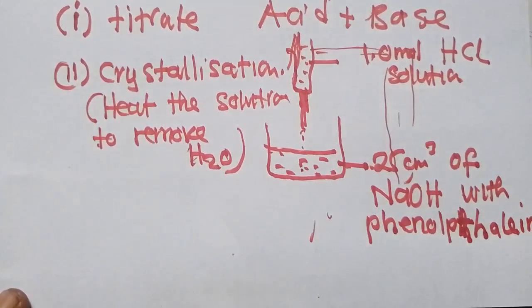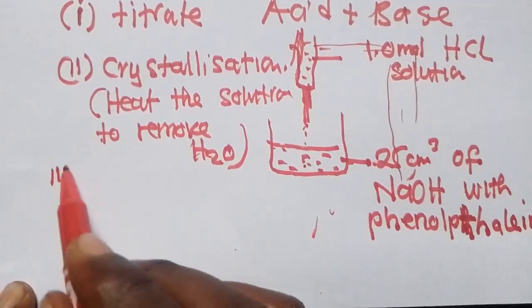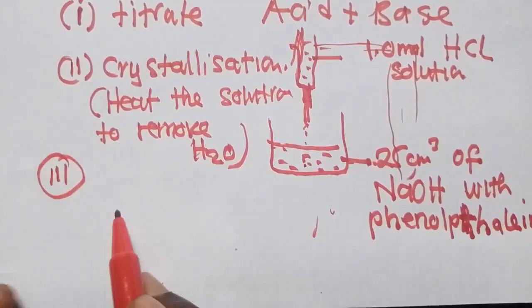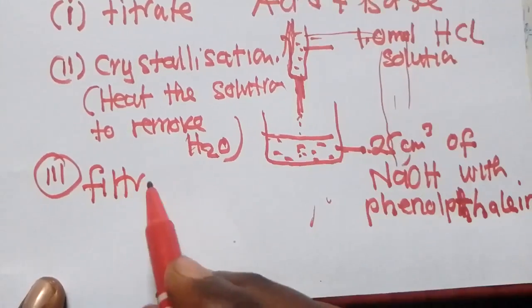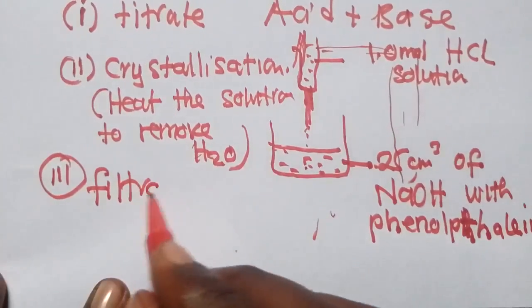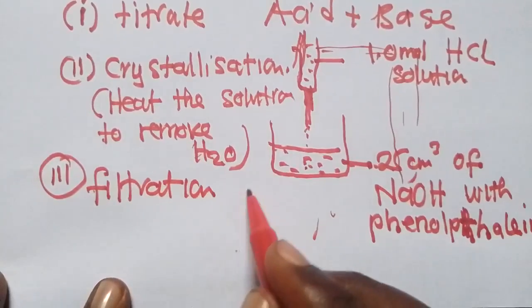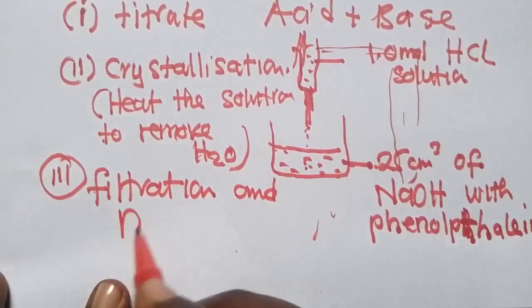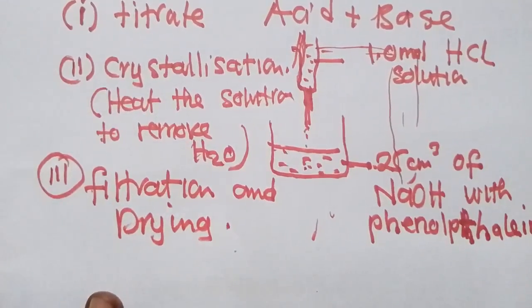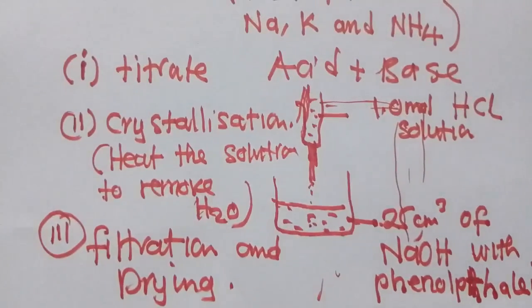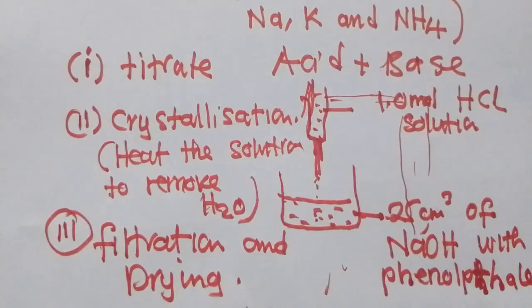Then lastly, we also involve filtration and drying. We involve filtration, and then we get to dry. So these are things that we get to use whenever we are talking about these sorts of salts. Number one, you titrate. So you explain this part.